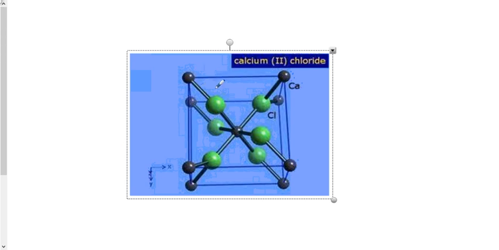So what holds this crystal together? Well, if calcium is positive and chlorine is minus, those are opposite charges, and opposite charges attract. So once the reaction's done, these crystal structures form because of that attraction.